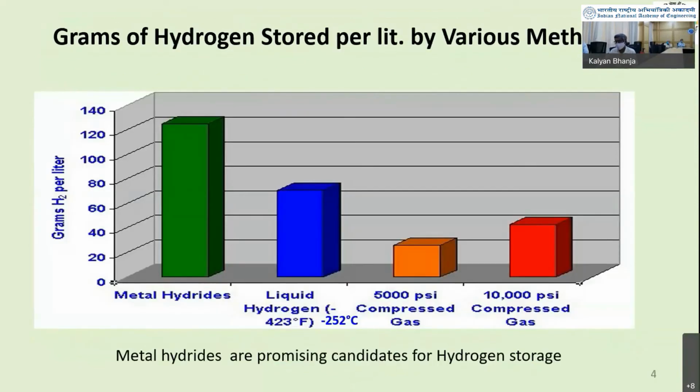As mentioned by Professor Ghosh, the metal hydrides are very efficient. They have very good volume density. Metal hydrides are promising candidates for hydrogen storage. As you can see from this graph, the green color plot, it absorbs actually around 120 grams of hydrogen per liter. So compared to all other technologies, the metal hydrides are quite promising for any transport-based application or in the transport sector based on hydrogen technology.